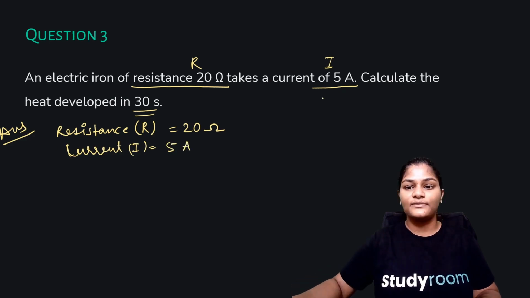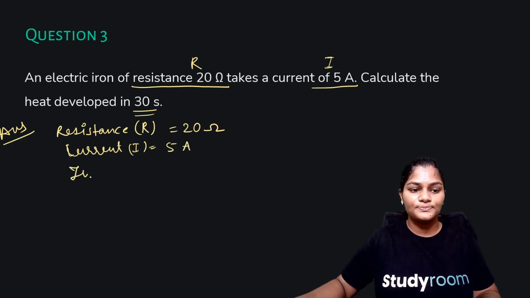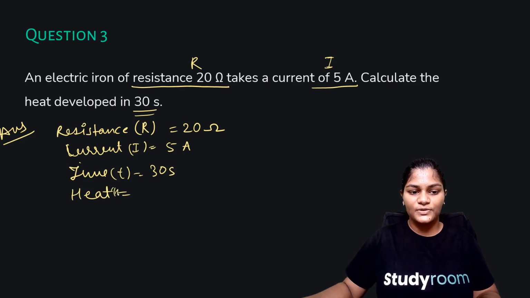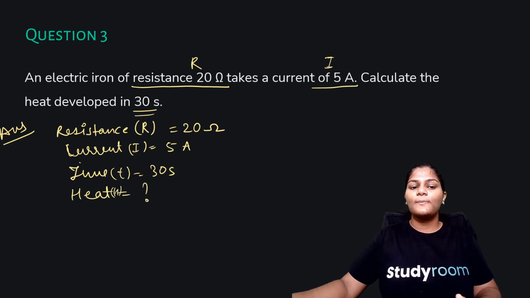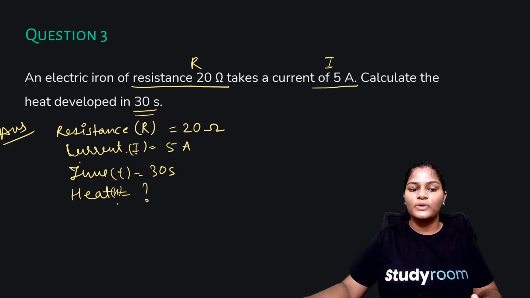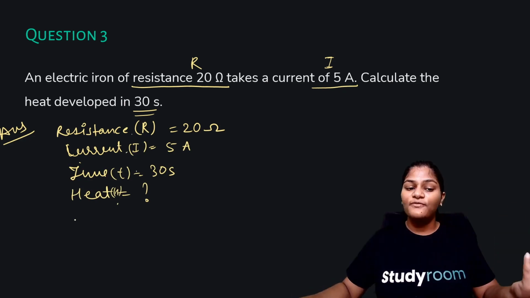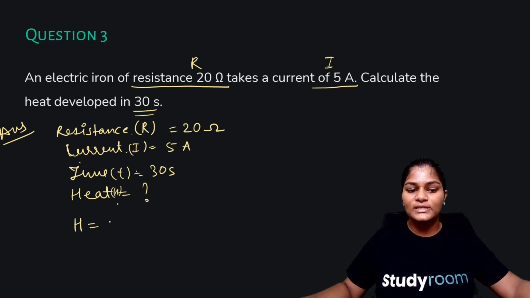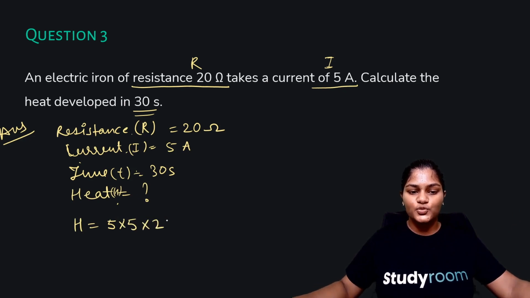Then we are given the time also. Time T is given to us as 30 seconds. And what do we have to find? We have to find the heat. So we have to find H. Now simple, I can just say H is equal to I squared RT. We have everything we need. We just need to put it in the formula. I squared means current squared, which means 5 squared. So I am writing 5 into 5 into R, which is 20, into T, which is 30.